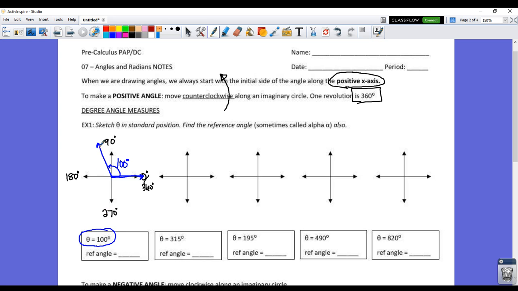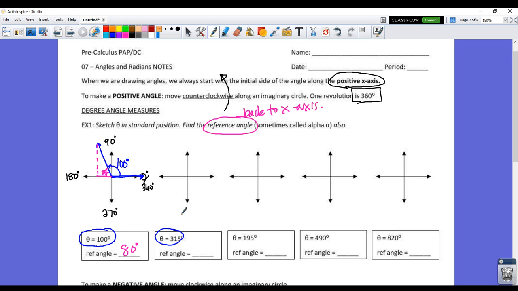Now, the reference angle is the angle that we have to get to the next x-axis. So the reference angle goes back to the x-axis. In this case, we need to go another 80 degrees in order to get back to the x-axis, to make it go exactly flat. So our reference angle in this case is 80 degrees, because 180 minus 100 is 80. The reference angle is the angle formed with your x-axis, not with the given thing here.